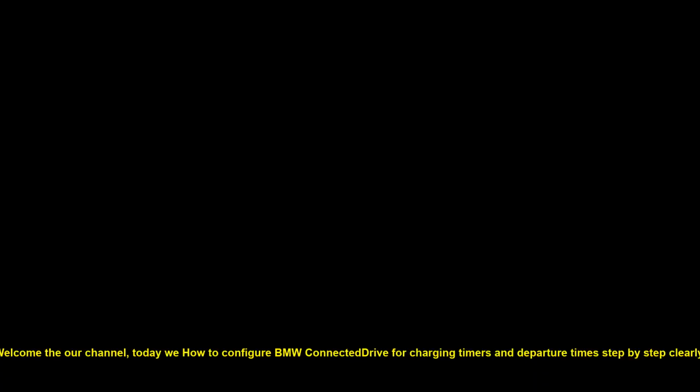clearly. Open the BMW Connected app on your smartphone. Ensure that your vehicle is connected to the app. Select the My Vehicle option from the main menu. Tap on Charging to access charging settings. Choose charging timers to start configuring your charging schedule.